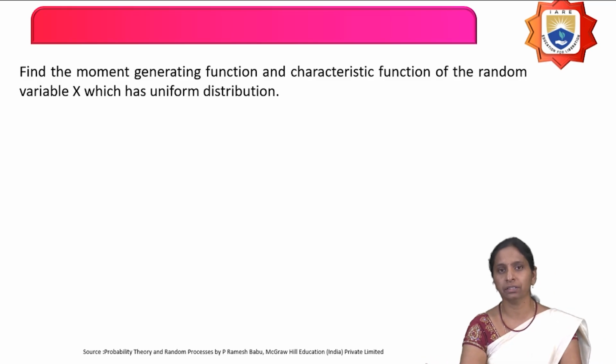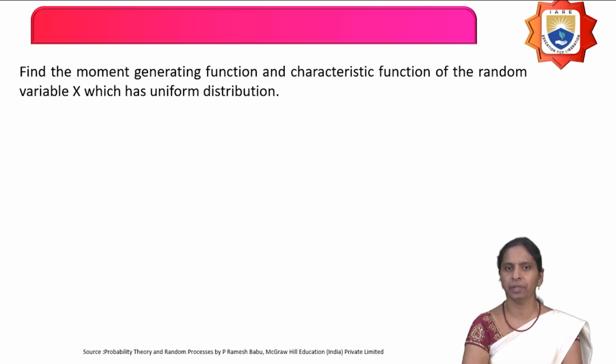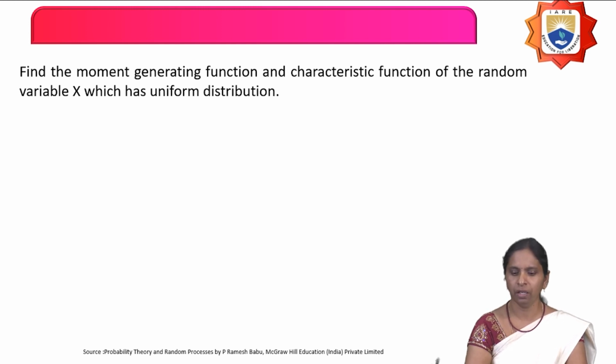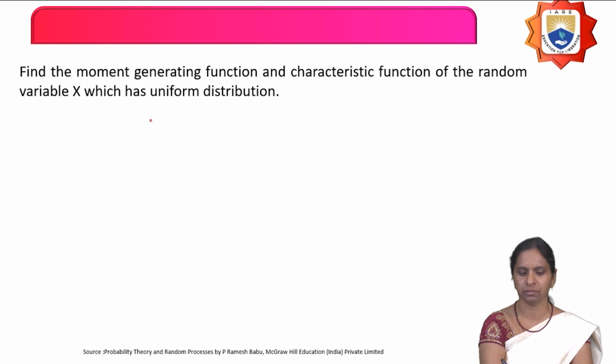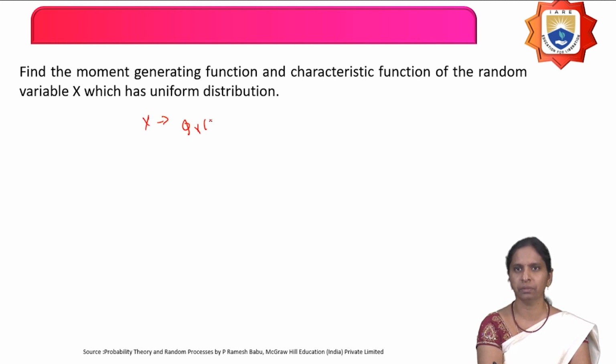In the previous lecture, we already finished the topic characteristic function as well as moment generating function. For example, if you have a random variable x, then the characteristic function of that random variable is defined by phi x of omega equals expectation of e power j omega x.